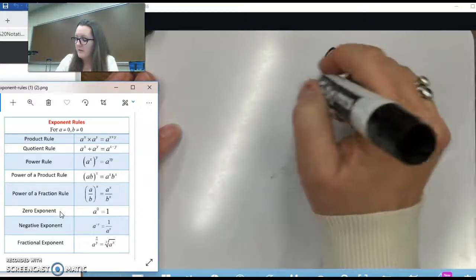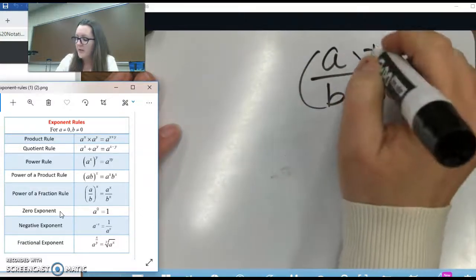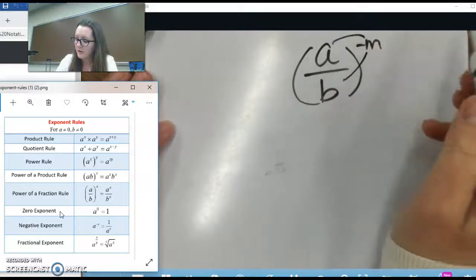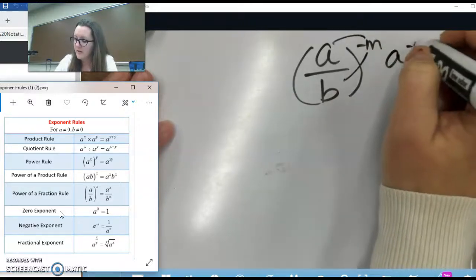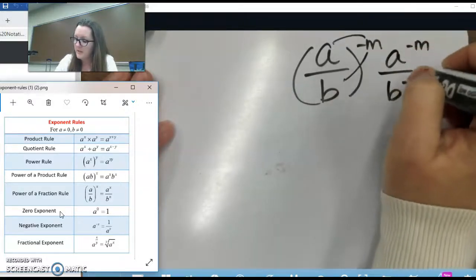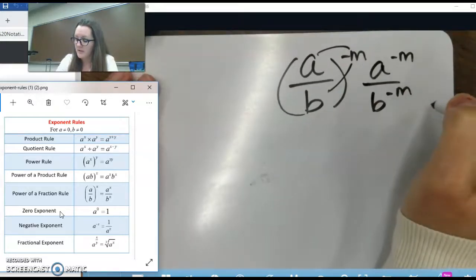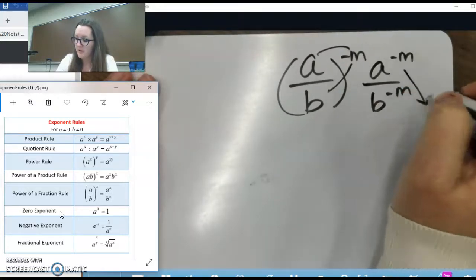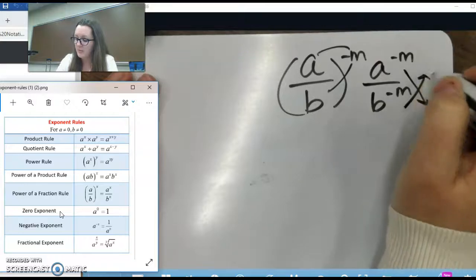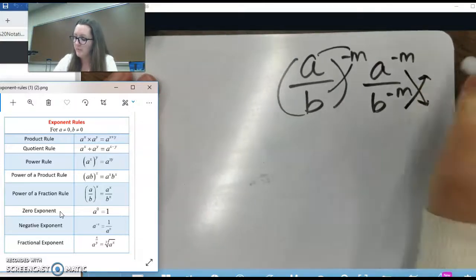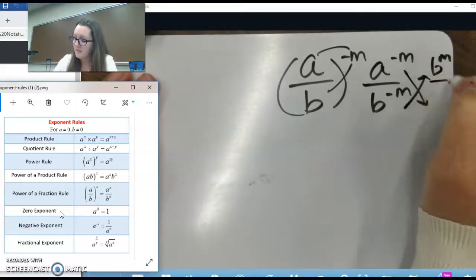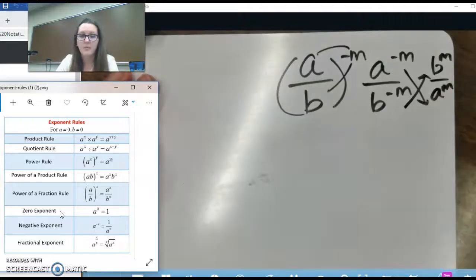All right, last one here, a divided by b raised to the negative m. We kind of talked about this. Let's apply the power rule first. So it's a to the negative m and b to the negative m. And in order for me to make these positive, I need to switch them. So the a will go to the denominator and the b will go to the numerator. And I ran out of room. So it'll be b to the m power over a to the m power.